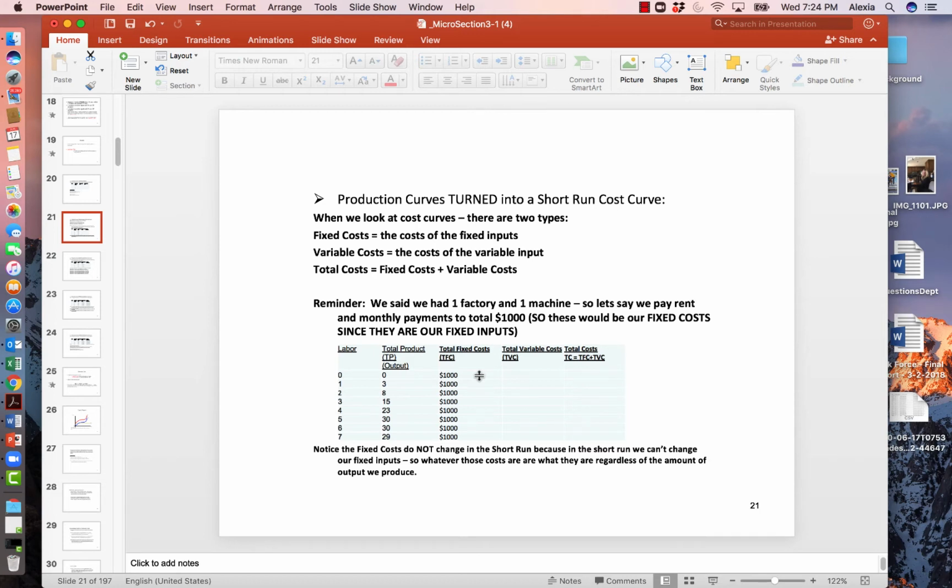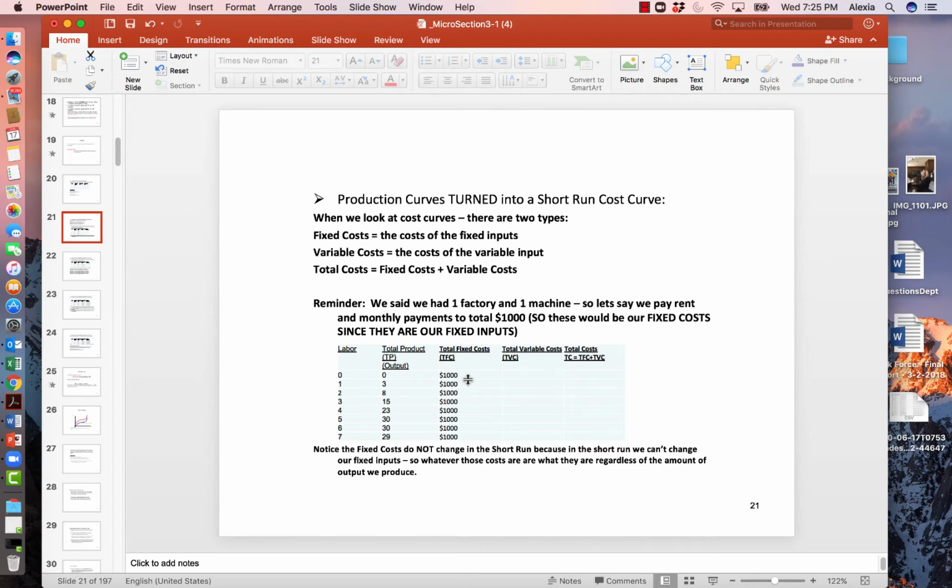So what we're going to do here is assign a cost to how much each labor costs us. And our fixed costs are just whatever they are. Remember, our fixed inputs are some given. So we have fixed costs. For every fixed input, there's a fixed cost. So we're just going to make the assumption that with this one factory and one machine, let's say we pay rent every month. So the fixed cost for our fixed inputs we're saying is 1,000.